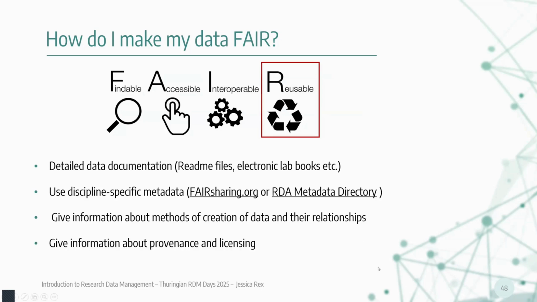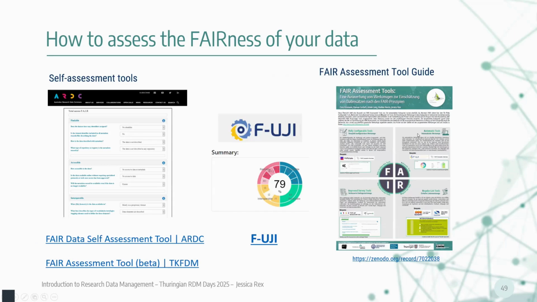And you should also give information about the provenance and the licensing of your data, which will then increase the chance that your data are compliant with the FAIR principles. Now, if you've already published data or you want to publish data and you want to see how FAIR your data really are, how well do they already comply with these principles? There are tools that you can use for that.